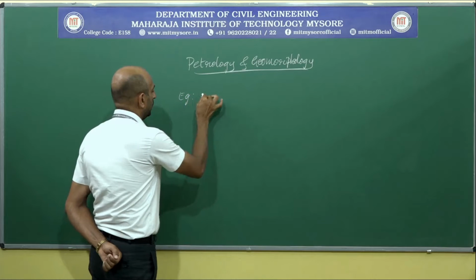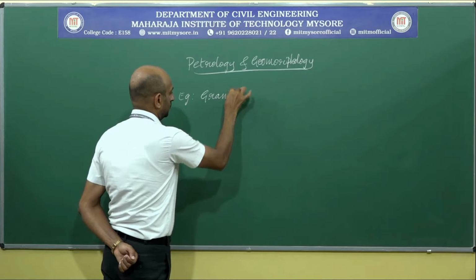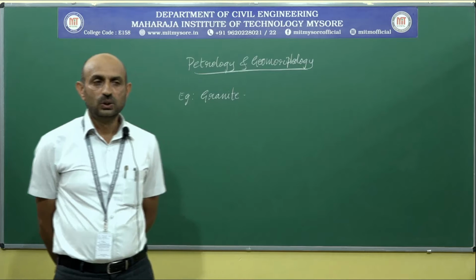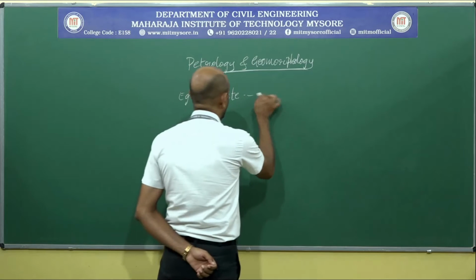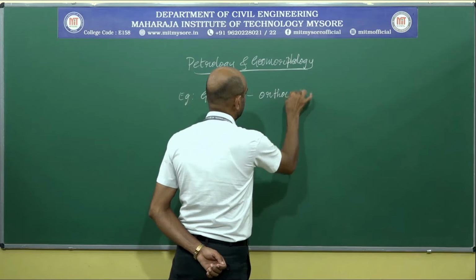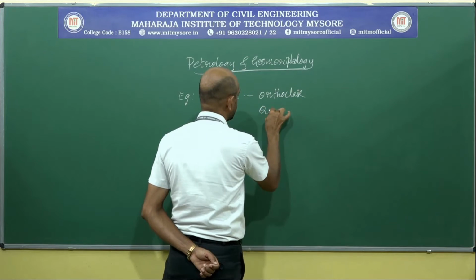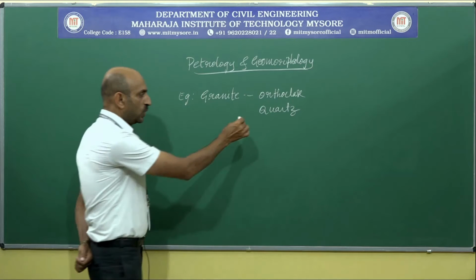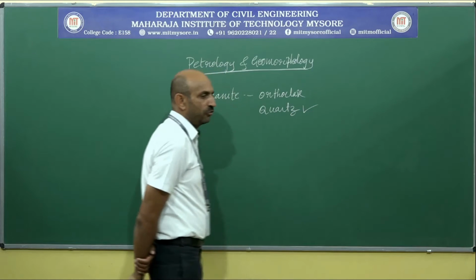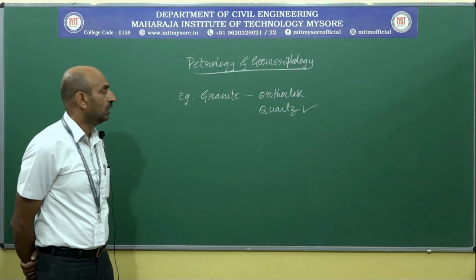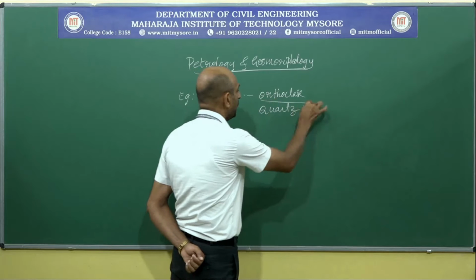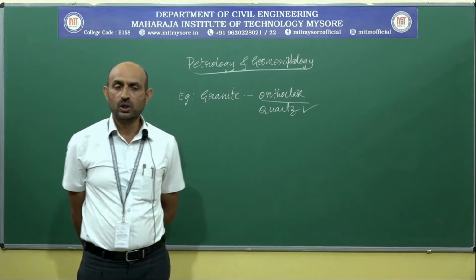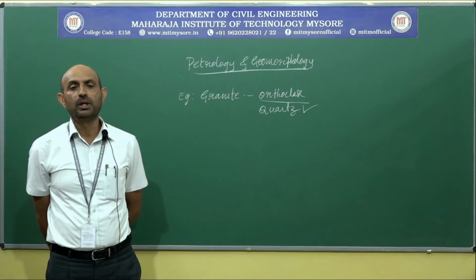Example, granite. Granite is a rock which is formed of orthoclase feldspar and quartz. Quartz is a quartz group of mineral which has definite chemical composition SiO2. As such, orthoclase feldspar is a feldspar group of mineral which has a definite chemical composition, which is potassium aluminium silicate.